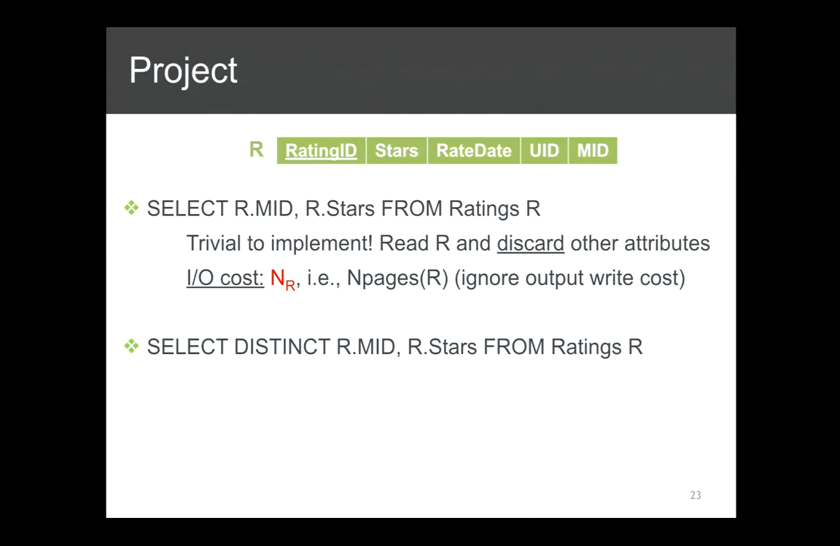Okay, now coming to the non-trivial one, which is the deduplicating project. That's the select distinct in SQL. And now here I want the set of unique tuples that have the MID and stars. This is your relational project, that symbol pi. So, okay.